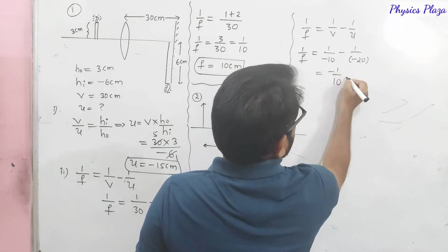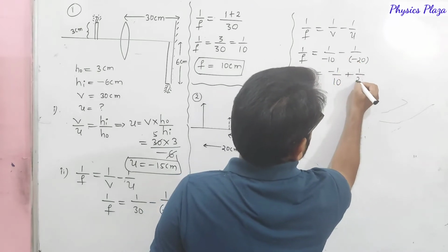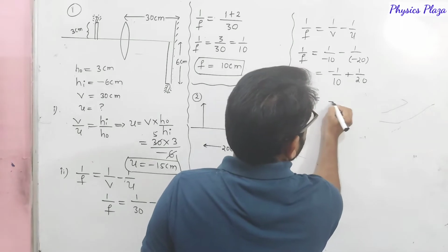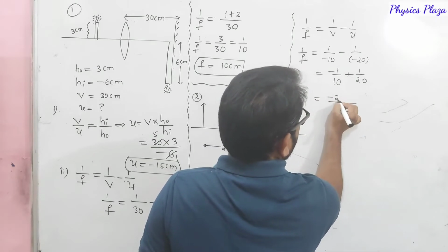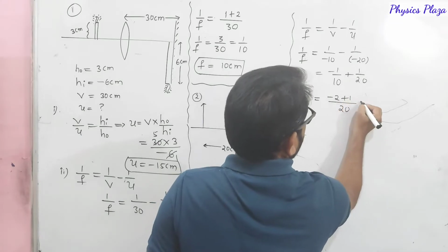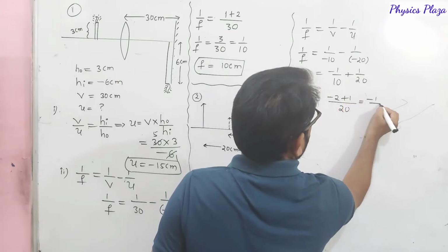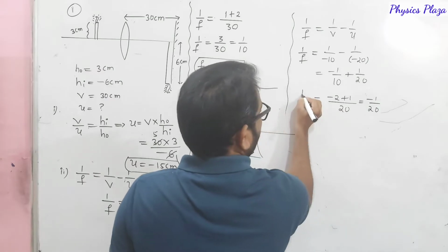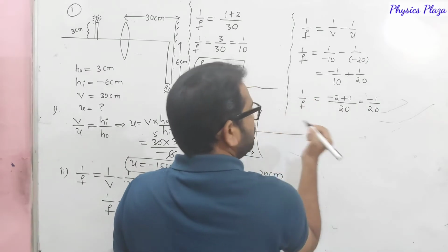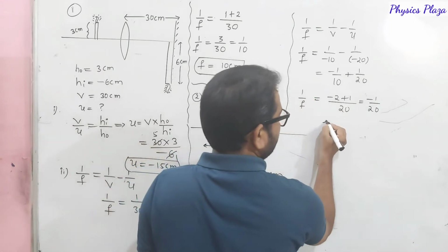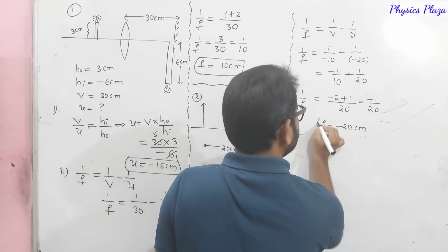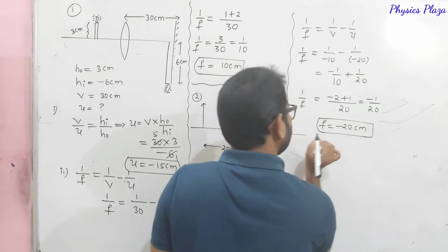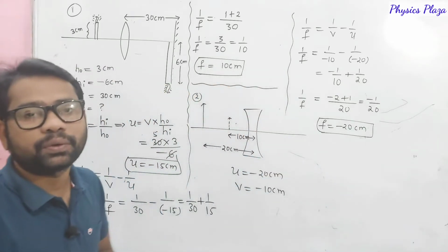So this is going to be minus 1 by 10, and minus into minus is plus 1 by 20. Here the LCM is going to be 20. So 10 twice it will go, and it is 1. This is minus 1 by 20. Here 1 by f is equal to minus 1 by 20, so f is equal to minus 20 centimeters. Children, as it is a concave lens, its focal length is negative only.